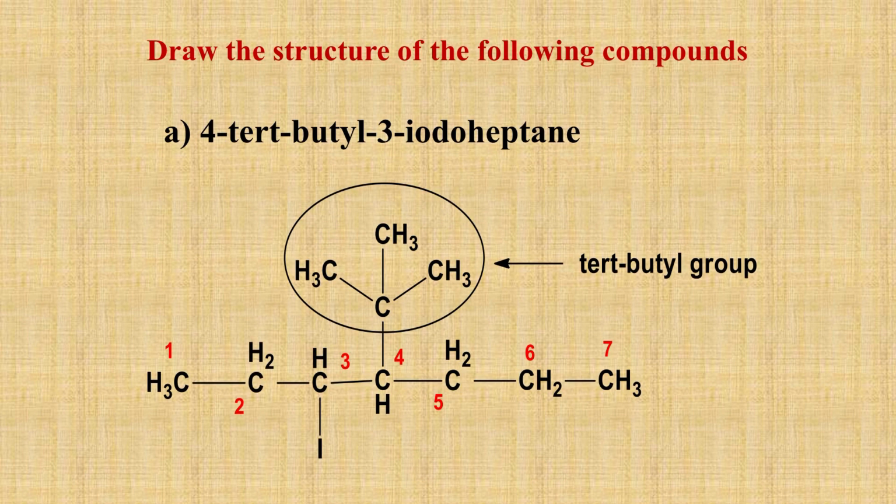Next example, you see it. I have given you a structure and you have to name it, or a name is given and you have to draw the structure. In this case also you can do it very well, because I have explained how to draw structures. You can see the numbering also from right to left, and this bigger group is called tertiary butyl group, and then we can write the name as 4 tertiary butyl, 5 iodo, heptane.